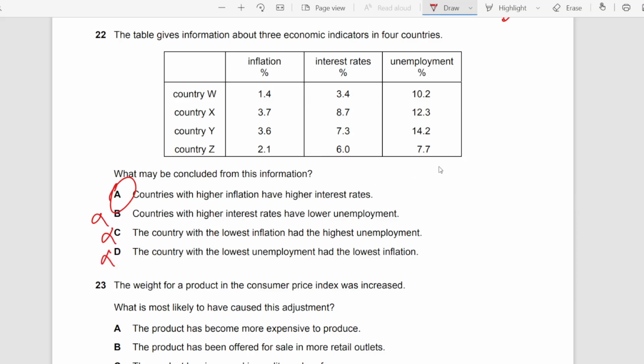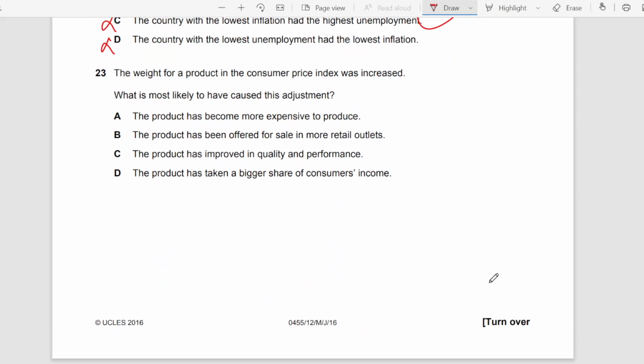If you have got time left over, you can come back and refer to this question, because remember, you have to make the best possible use of your time. Okay, let us look at question number 23. The weight for a product in the consumer price index has increased.